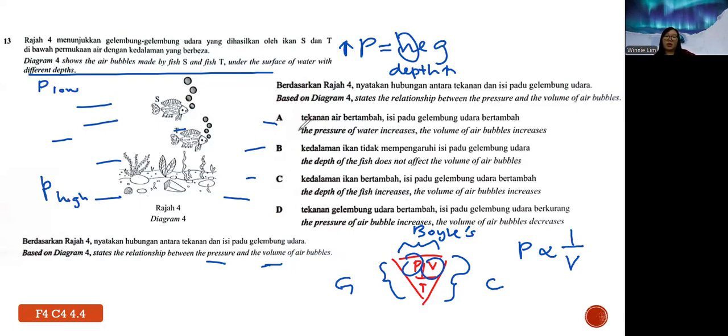So let's check which idea is correct. The pressure of water increases, the volume of the air bubble increases. Wrong, because they're inversely proportional. That means if pressure increases, volume should be smaller. That's why at a deeper depth, the bubble is smaller in size. Then, the depth of the fish does not affect the air bubble, not correct. The depth of the fish increases, the volume of the air bubble increases. The pressure increases, the volume decreases. Correct. The answer will be D.